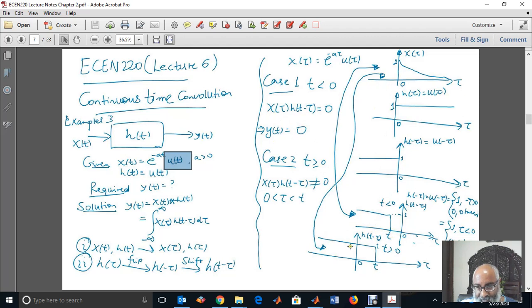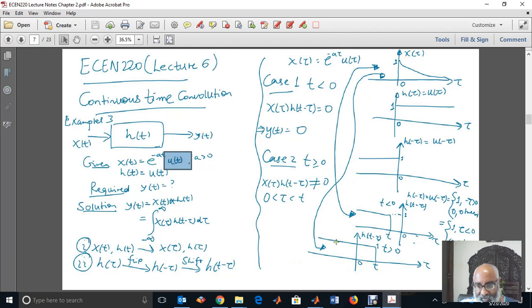For t greater than 0, after the flip, the shifted result is this. For t greater than 0, this is u of t minus tau, which is h(t minus tau), u of t minus tau for t greater than 0. It will be from minus infinity to t. So when I multiply with x(tau), it is this function.